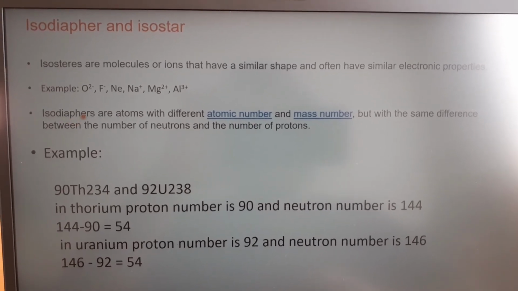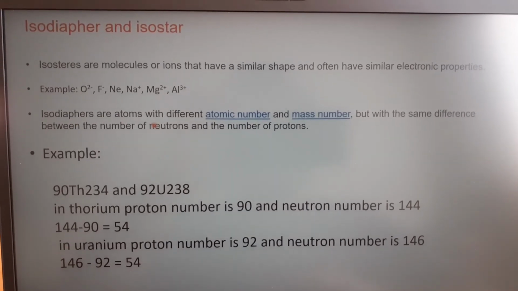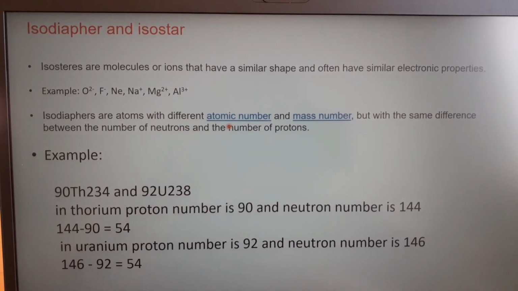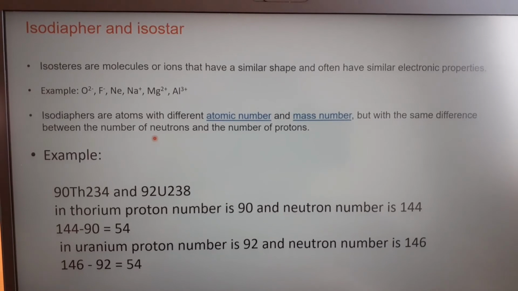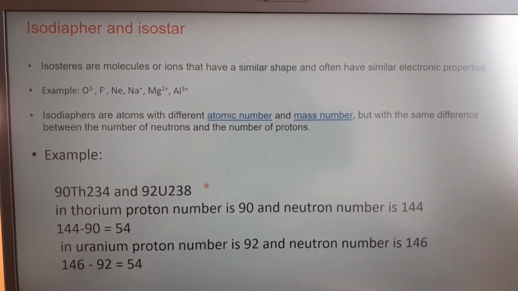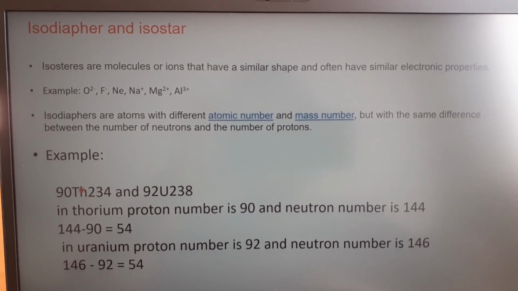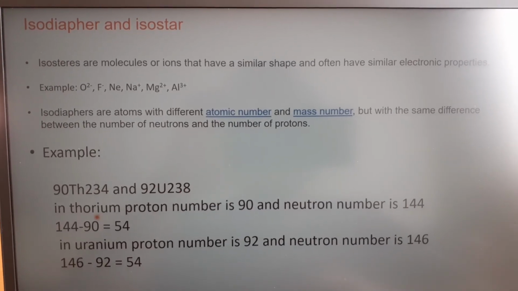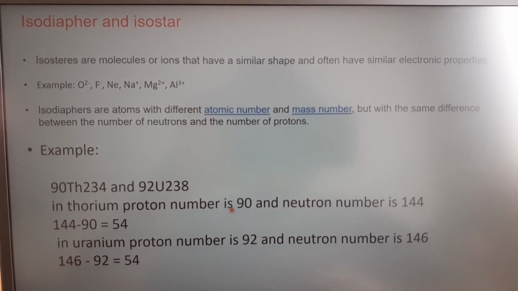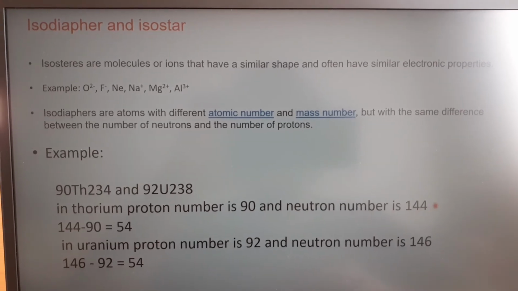Whereas the isodiaphers are atoms with different atomic number and mass number but the same difference between the number of neutrons and number of protons. For example, thorium 90-234 and uranium 92-238. The thorium proton number is 90, the neutron number is 144.